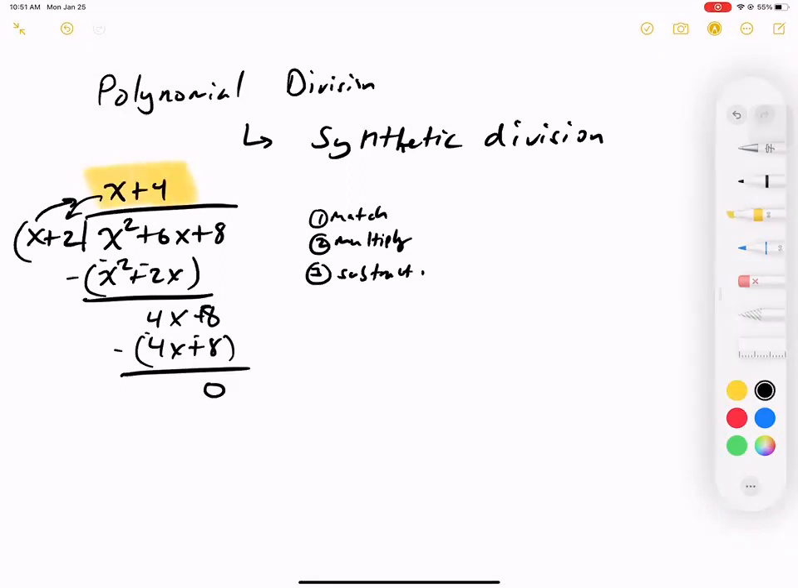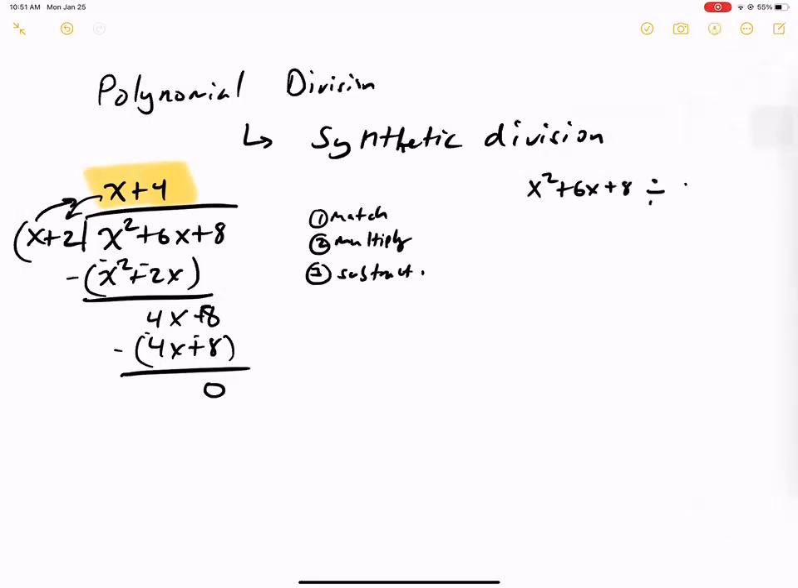Now, synthetic division is going to do all the same steps except faster. And the reason why it's faster is because we stop writing certain things. Now, let's go ahead and talk about the setup for synthetic division. In synthetic division, we're still trying to divide x squared plus 6x plus 8 by x plus 2. We are still trying to divide these out. Let me draw these parentheses so you can see that.